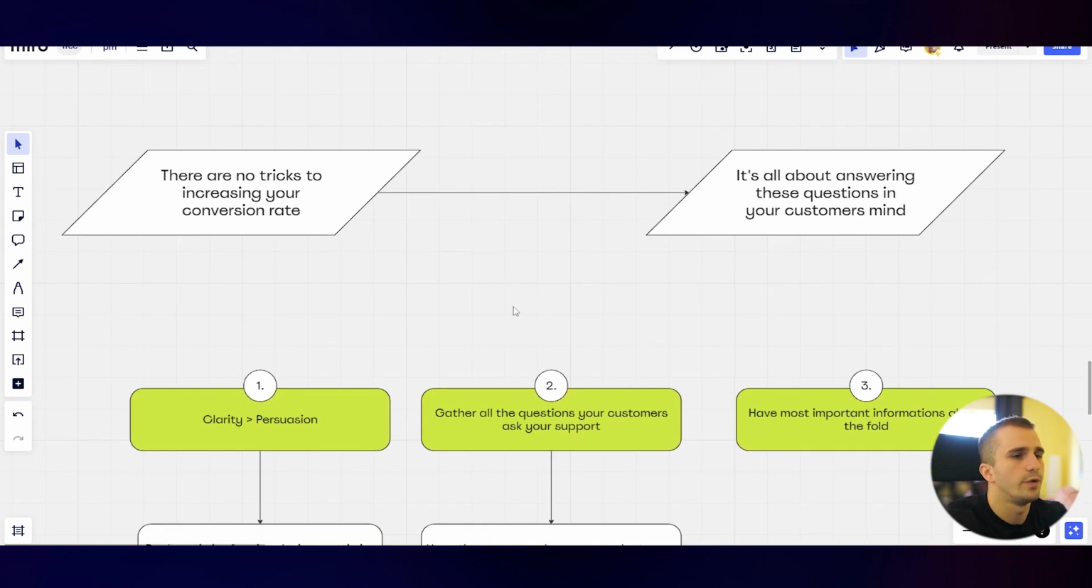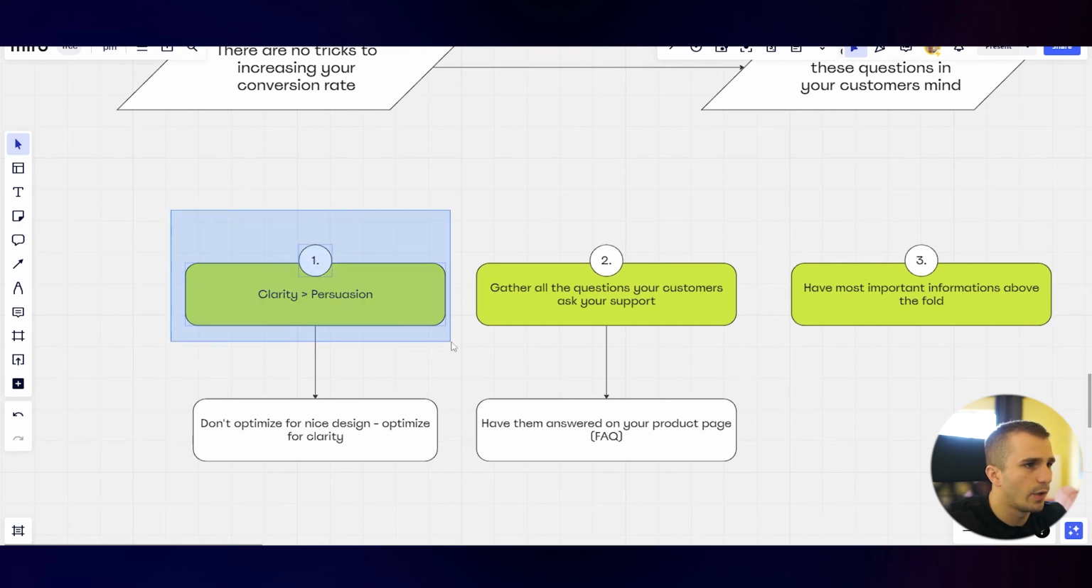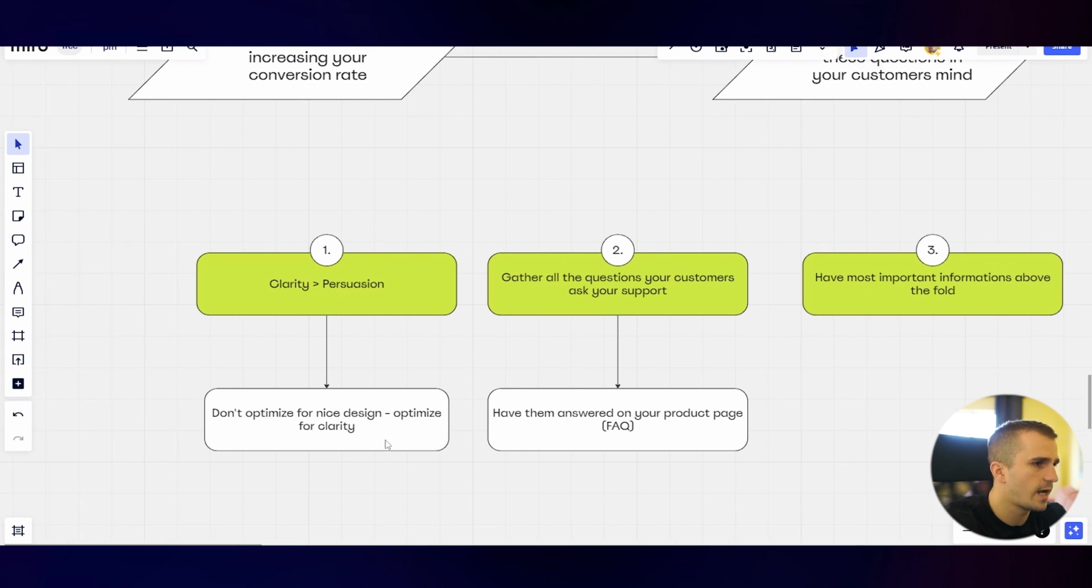So what can you do to improve your conversion rate regarding clarity? You have to understand that clarity will always beat persuasion, for the reasons I've mentioned. Don't optimize for nice design, optimize for clarity. When you're building your product page, you don't want to have nice design on your mind first. You want to have clarity on your mind: how can I answer all these questions and make my offer as clear as possible? After that, you can optimize for the design so your website looks nice, which doesn't really matter that much. It's the clarity that matters more. But after you have all these things clear, that's when you can optimize for nice design.